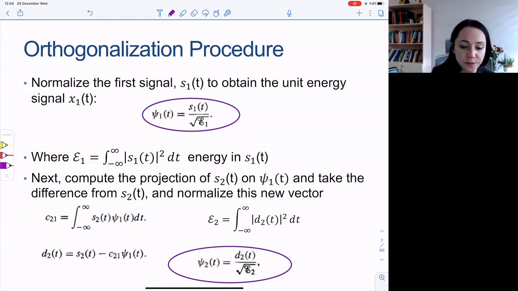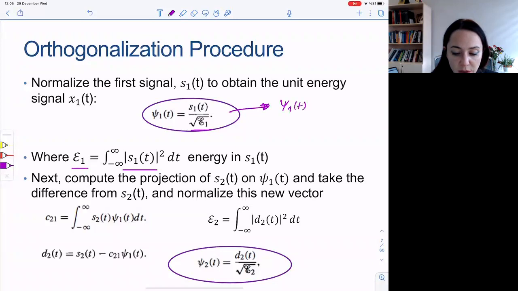So in general, you can take S1 of t magnitude squared and integrate it to compute the energy in S1 of t, and normalize by the square root of that energy to obtain a unit energy signal. I mean, clearly from this, gamma 1 of t has unit energy. That's the point. That's why we normalize.